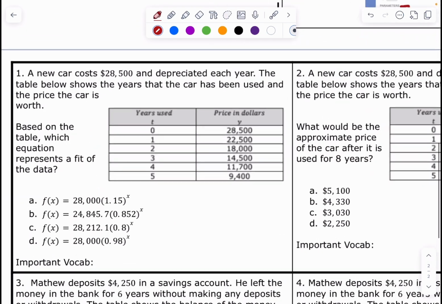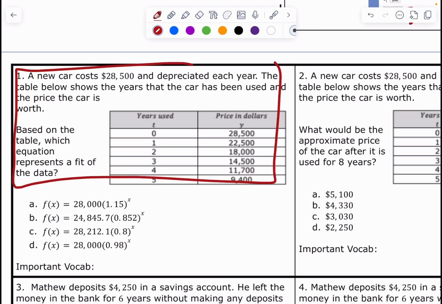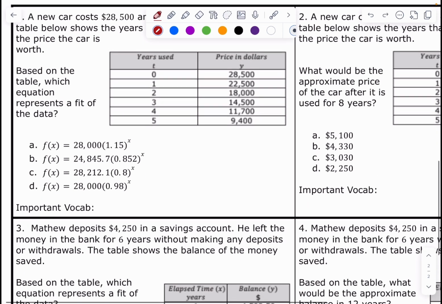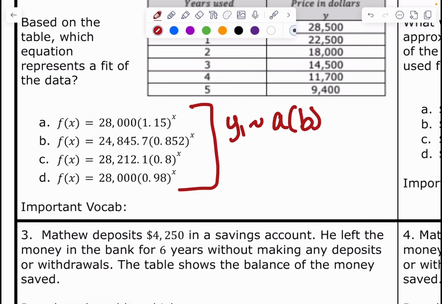So let's go ahead and try another one. It says a new car costs $28,500 and depreciates each year. The table below shows the years that the car has been used and the price the car is worth. Based on the table, which equation represents a fit of the data? So here, I don't have anything super important, but if I look at these equations down here, I can see they have little x's. If I know they have little x's, I know I have to use y1 squiggly line, a parentheses b, little x, little 1, okay? The answers will tell you what you were looking for if you know the difference.